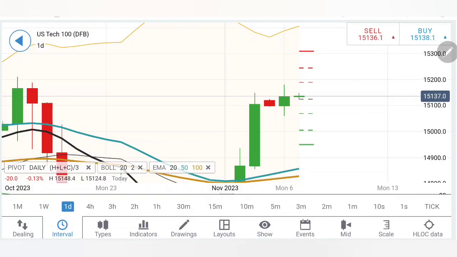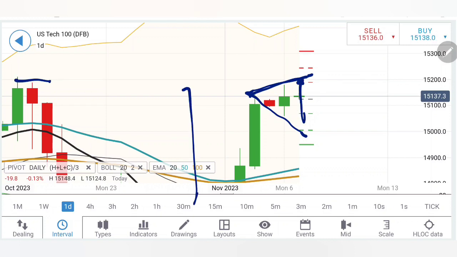Coming to the daily chart, the preceding candle was a swing candle, lower highs, lower lows. 15200 is the ultimate top, forming a double top. We can see a possible reversal. Right now it is still trying to trade with a bullish bias.